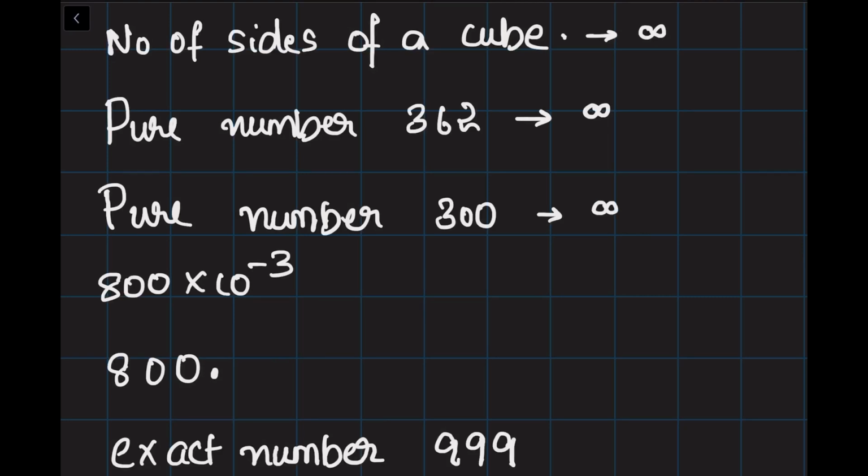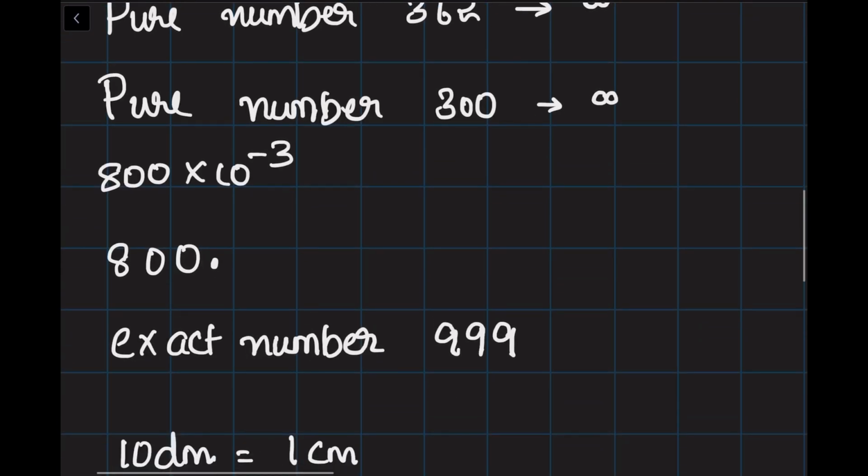Understood? In the number 800 into 10 raised to minus 3, we have only one significant figure, which is 8. The exponent we don't have to bother about, and trailing zeros we don't have to consider. In the number 800 with a decimal point, we have 3 significant figures because a decimal number is coming. So anything in between a non-zero number and the decimal is definitely significant. So 3 significant figures.